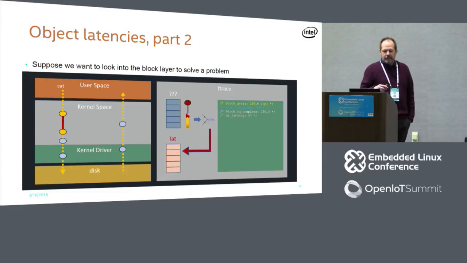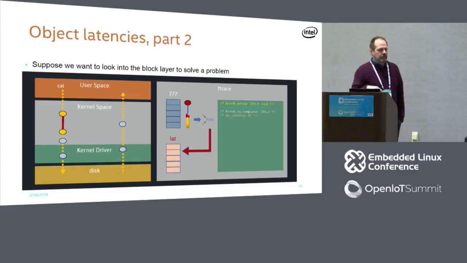And just one more example, a very similar thing, with the block layer instead. I just wanted to give some idea of how you might go about using this stuff to track down the cause of a latency, possibly. One process you might use to go about doing that. And in this case, the block layer.